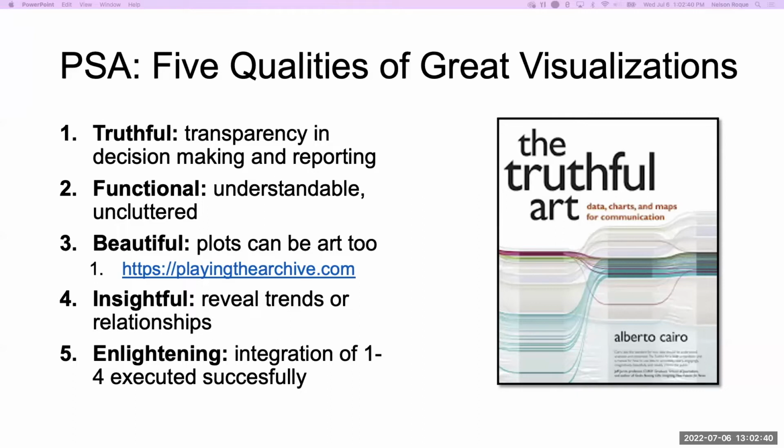So just a quick aside, if I'm talking about the plot menu, there's this really great book called The Truthful Art that goes into all the ways that you can use data visualization to effectively communicate, and unfortunately, all the ways that you can use data viz to make something seem one way when it's actually something else. And so this is just my short PSA on the 5 qualities of great visualizations. The first is that the data visualization is truthful. There should be transparency in the decision-making and the reporting of the data. And so if there's a lot of missing data, you should show that rather than obscuring that, as an example.